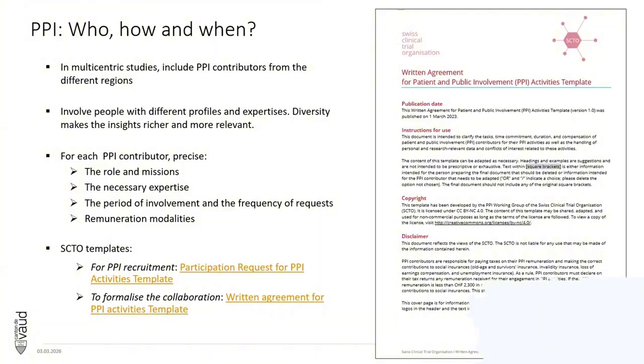So once you are clear with all these aspects, you are going to define precisely for each contributor the role and missions, the necessary expertise, the period of involvement and the frequency of requests, and the remuneration modalities. And those you are going to fix on a document for PPI recruitment, so that PPI contributors will know how they are going to be involved, and also to formalize the collaboration through a written agreement. And for this, you have models on the SCTO website. You can have the link here on the presentation.